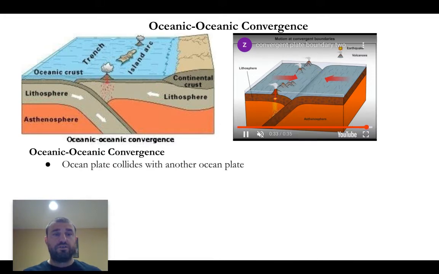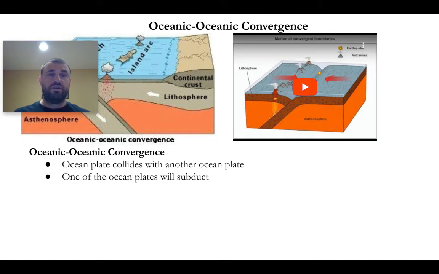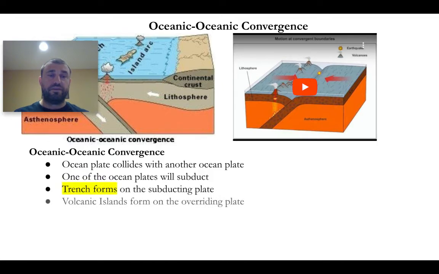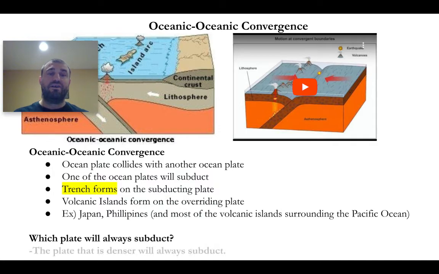All right? So in oceanic convergence, ocean plates collide with another ocean plate. One of the ocean plates subducts. The one that's going to subduct is the denser one. You get a trench on the subducting plate, and you get volcanic islands on the overriding plate. Japan, Philippines, etc. Which plate will always subduct? It's a common question. The denser plate. All right.